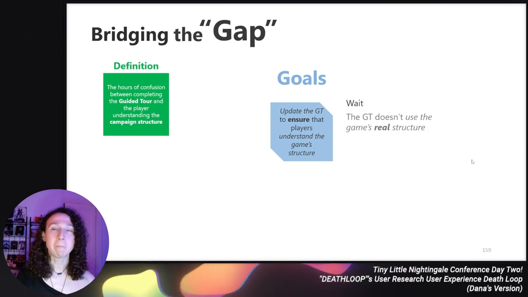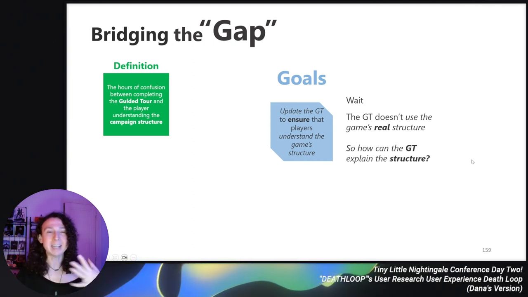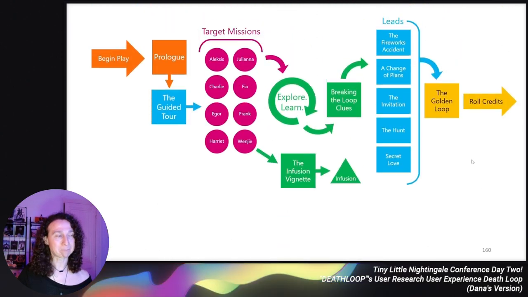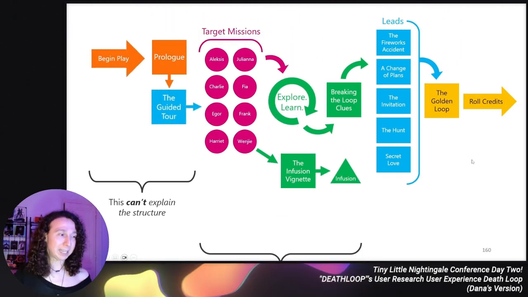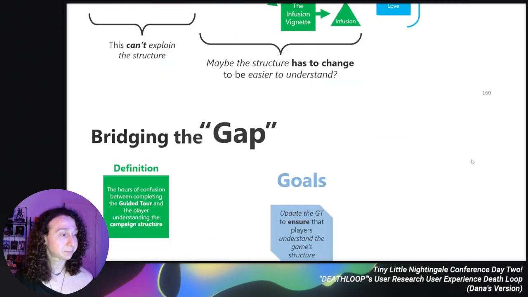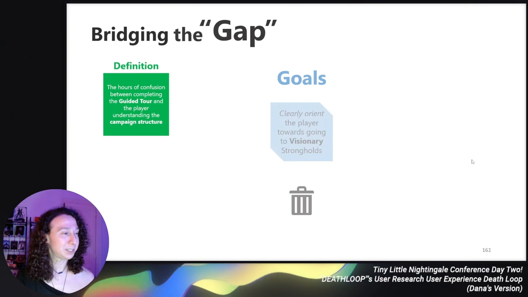Wait, oh no, that's impossible. The guided tour doesn't use the game's real structure. How can the guided tour explain something that it doesn't even represent? We can't do it like that. Maybe the structure has to change to be easier to understand. So that goal, once again, goes into the bin.